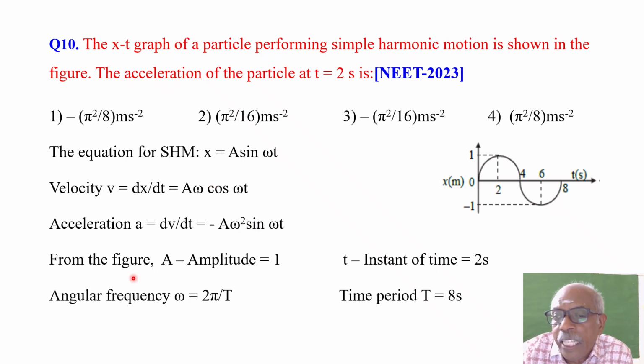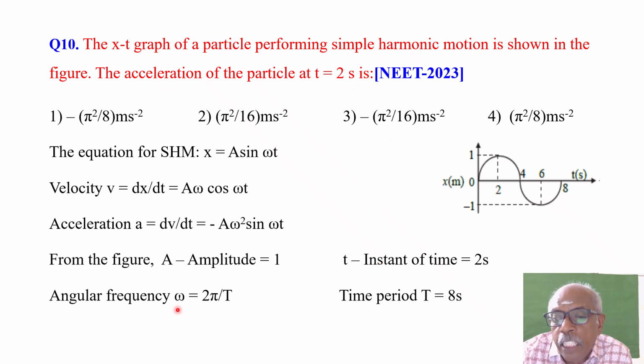So from the figure, capital A here is the amplitude, omega is the angular velocity or angular frequency, and that's all. Okay, and t is the instant of time. So A is the amplitude. From the figure, you know the value of amplitude A is 1. Small t, the instant of time, is 2 seconds. That has been given in your question.